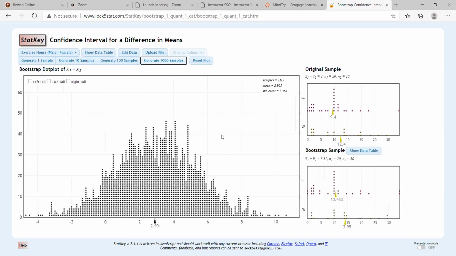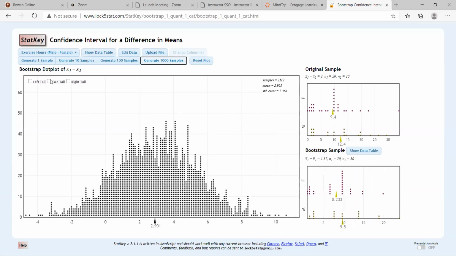We have 2,112 samples in this case. And here's a distribution of all those 2,112 samples. Each one of them has a male group and a female group. There are 20 males, 30 females in all those samples, but with different numbers of them being chosen with sampling with replacement from the original sample. So we get different means for each of these samples, and we subtract their means, the male minus the female.